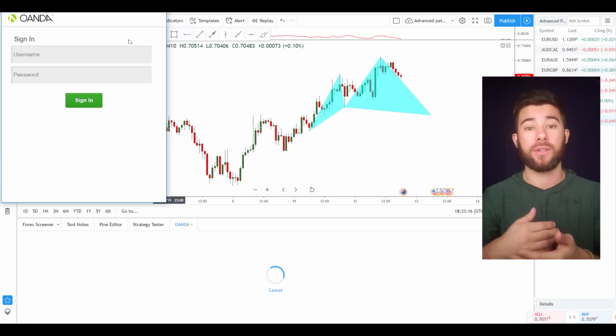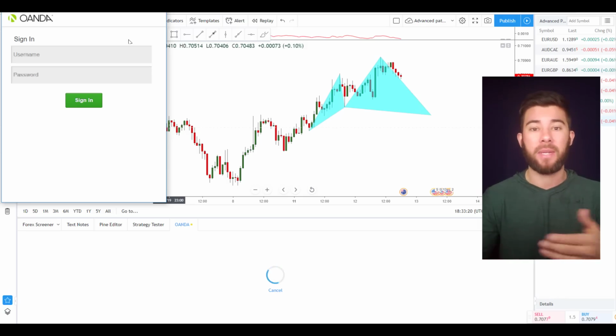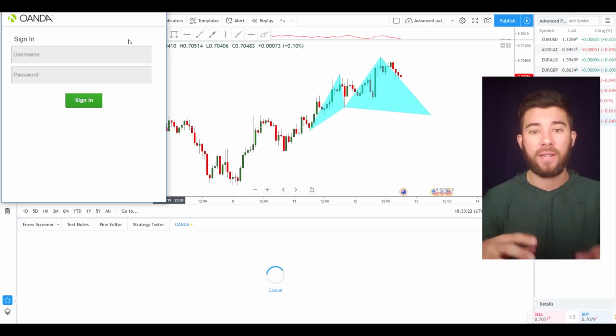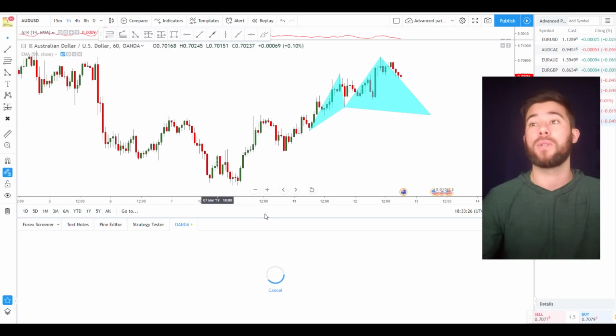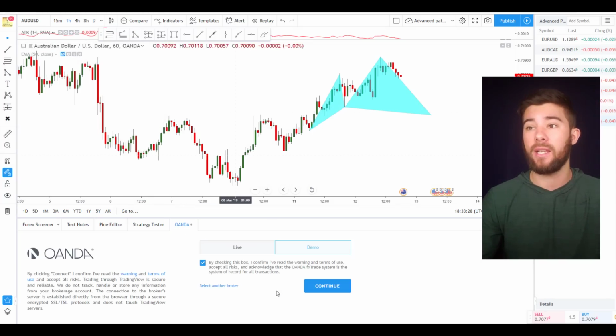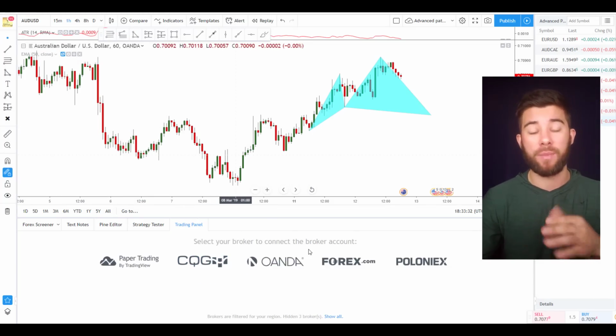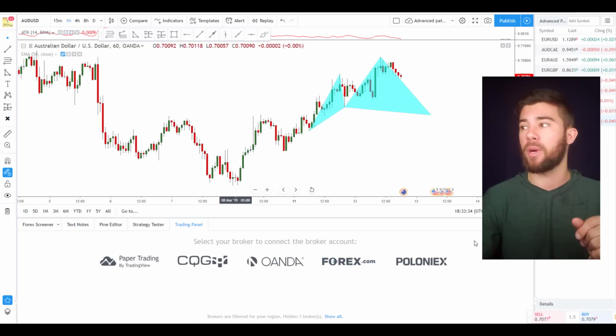You would then type in your username and password, hit sign in, and you would be directly connected, meaning that your account is connected to TradingView. You can trade right through the TradingView platform. So that's how you would connect any brokerages that are on the TradingView platform that allow you to connect them. Super simple process of doing that.